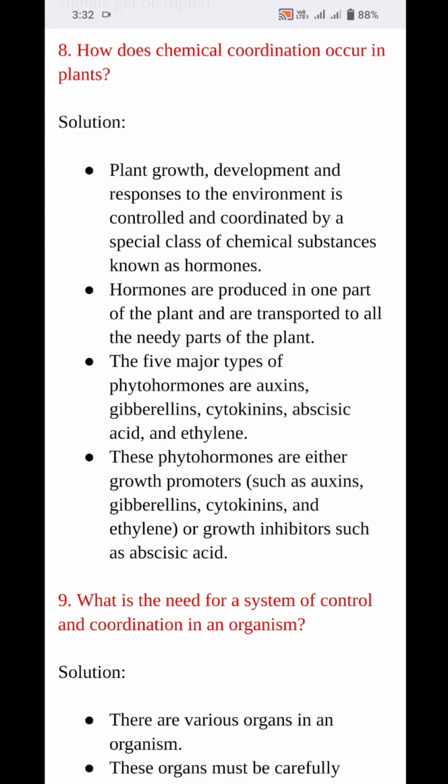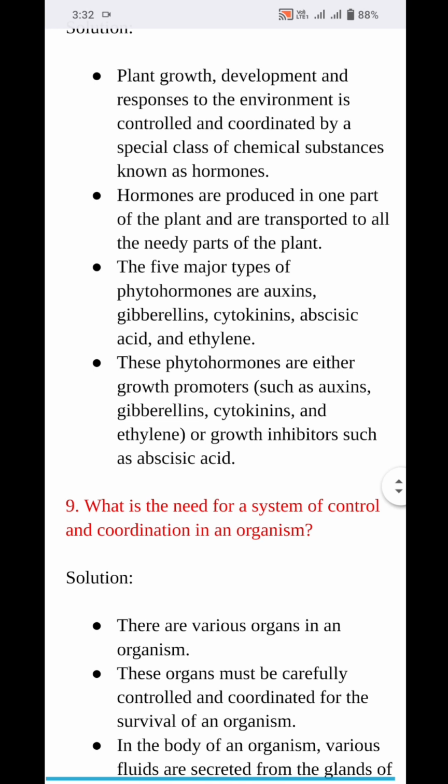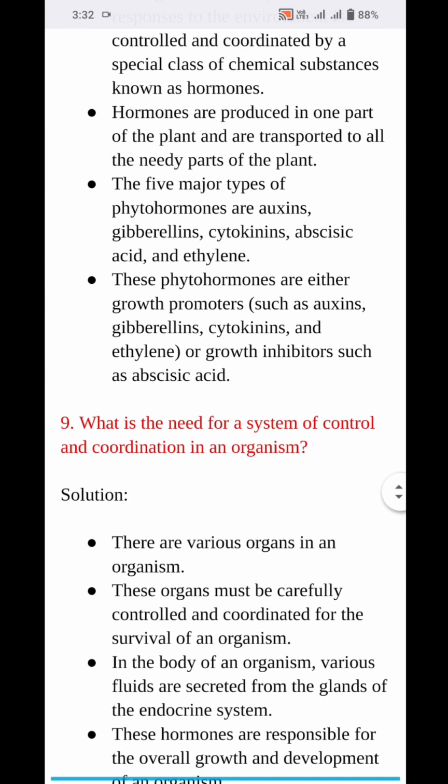Question number 8. How does the chemical coordination occur in plants? Answer. Plant growth, development and responses to the environment is controlled and coordinated by a special class of chemical substances known as hormones. Hormones are produced in one part of the plant and transported to all the needy parts of the plant. The 5 major types of the phytohormones are auxins, gibberellin, cytokinin, abscisic acid and ethylene.